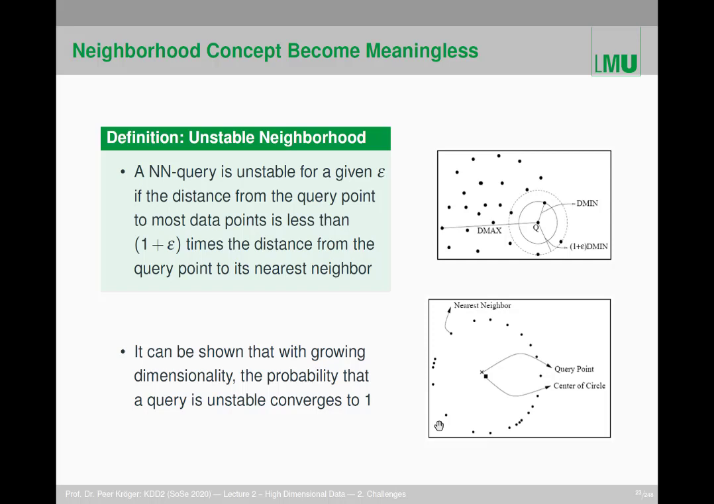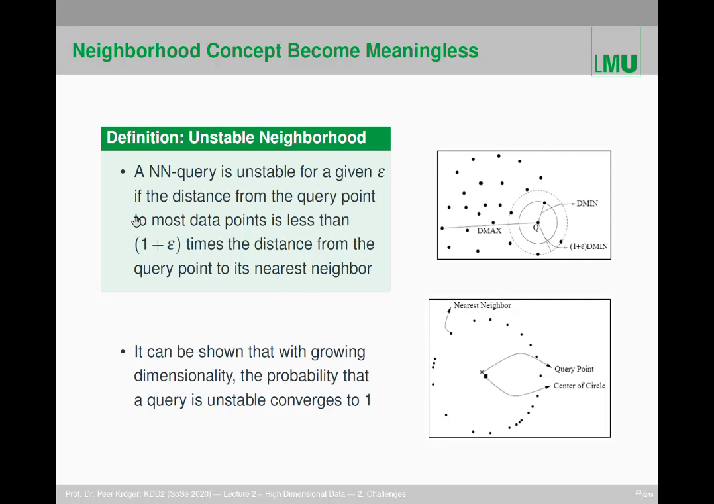We try to elaborate on that a little bit more. So there's the concept of unstable neighborhood. That means that the concept of neighborhood becomes meaningless. So what is an unstable neighborhood? Well, a nearest neighbor query is unstable for a given threshold epsilon if the distance from the query point to most data points is less than 1 plus epsilon times the distance from the query point to its nearest neighbor.